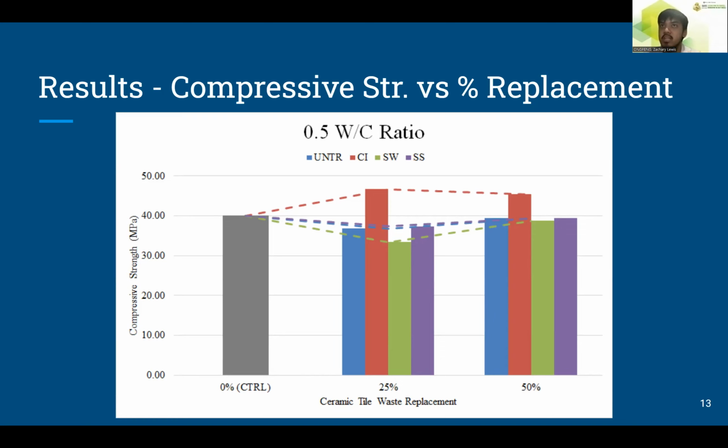In the 50% replacement, however, the cement impregnation is still by far the best with a huge margin, with the other 3 methods having more or less the same results with one another.